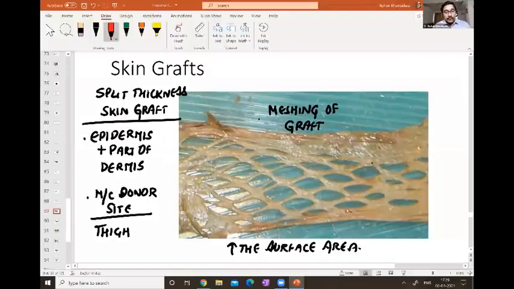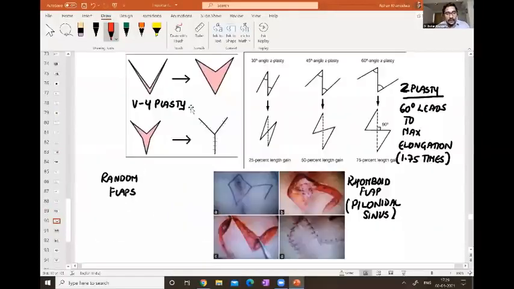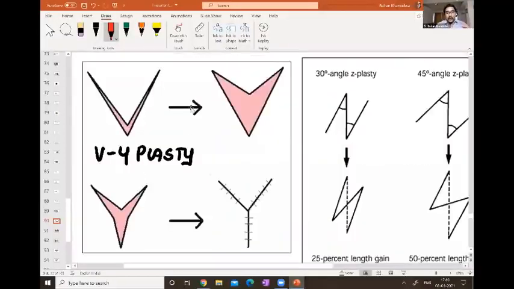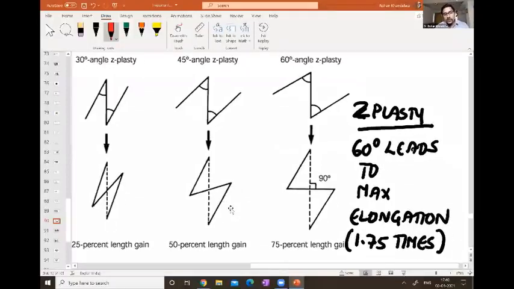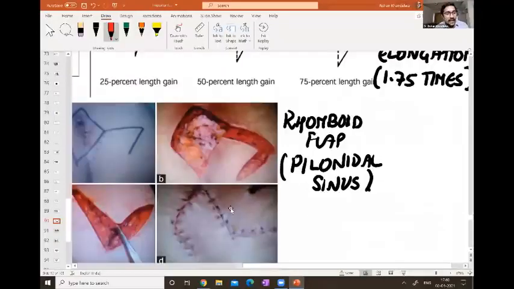These are examples of some flaps. I will tell you what all questions you need to know. These are random flaps which are not based on any named vessel. VY-plasty. You have Z-plasty. Z-plasty is used to elongate wounds. It is used for post-burn contractures. And the ideal angle is 60 degrees, which leads to maximum elongation of 1.75 times. A question which has been asked many times in the exam.